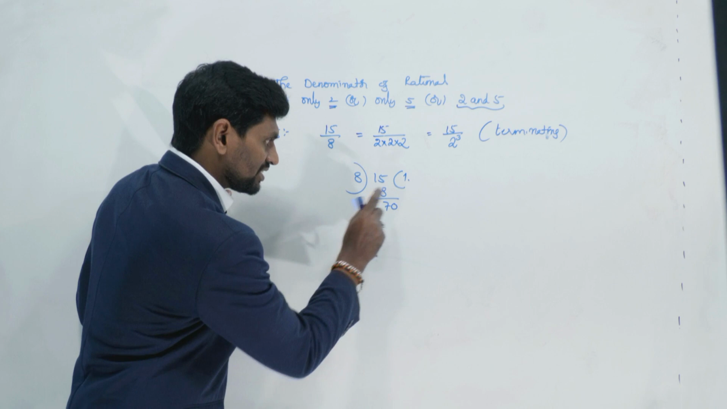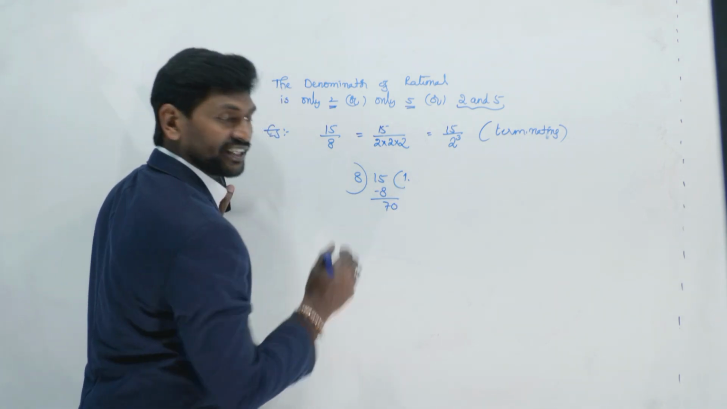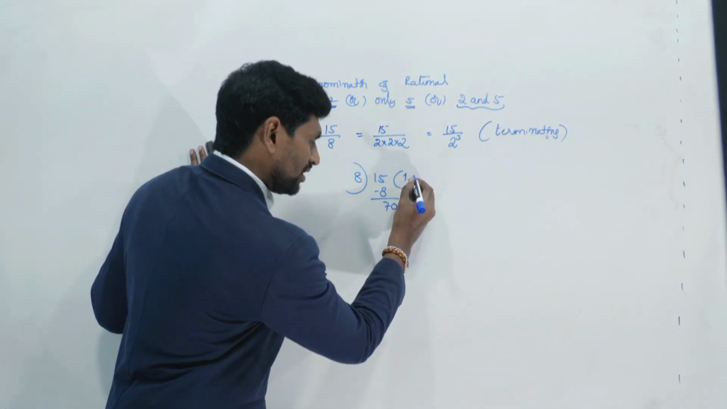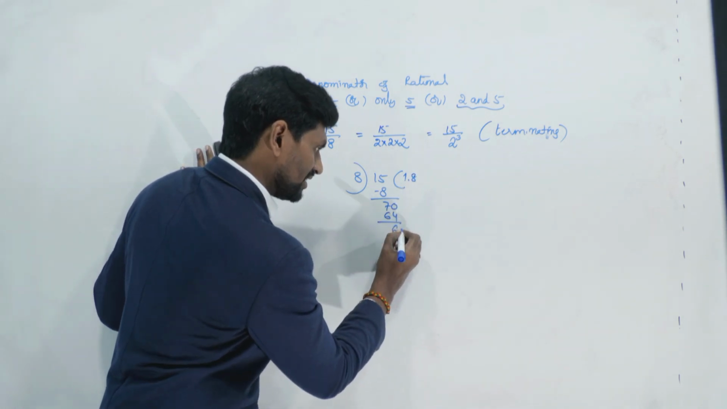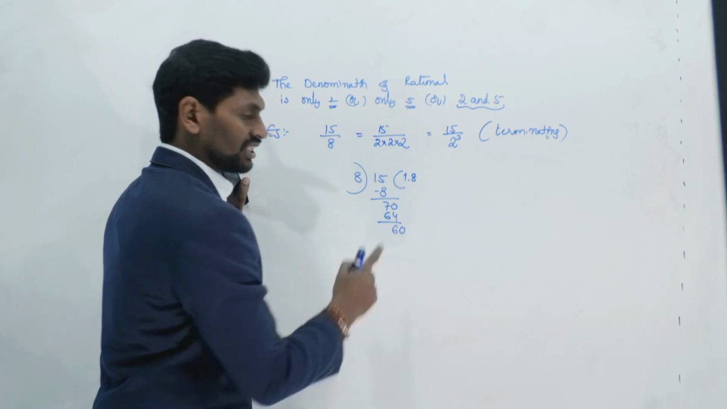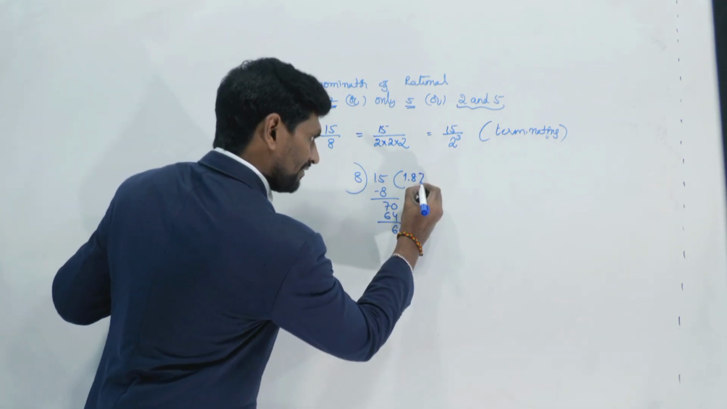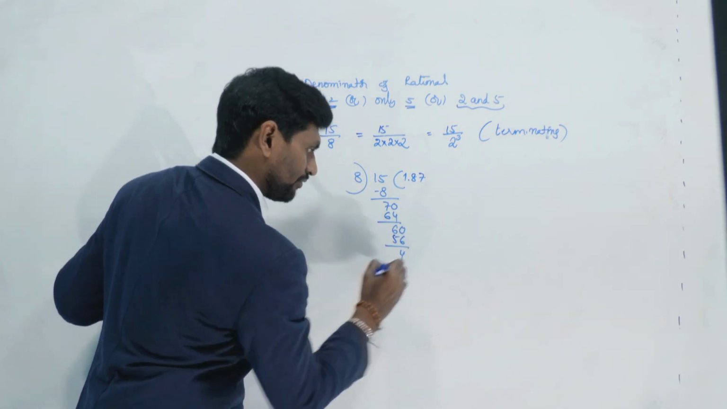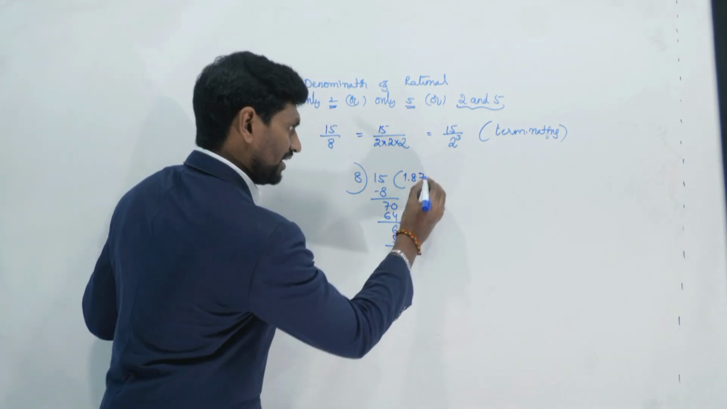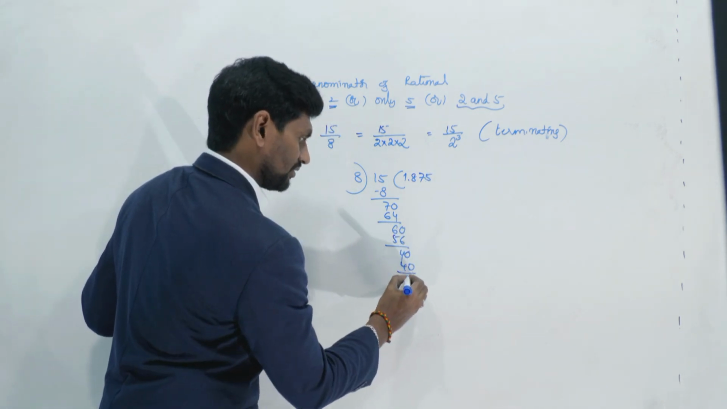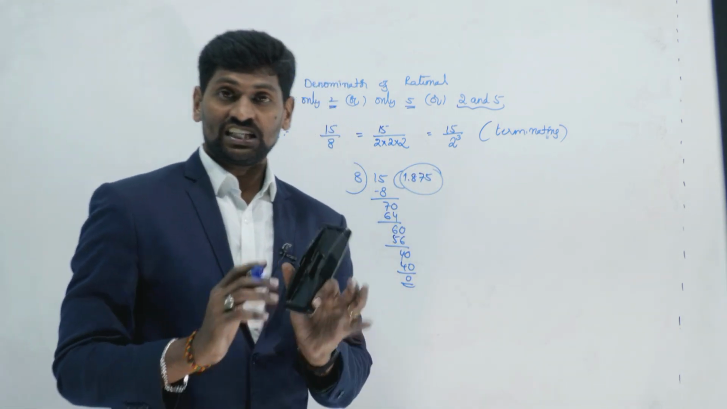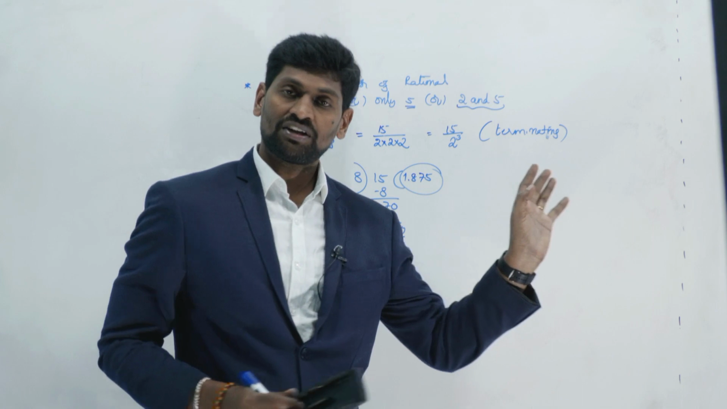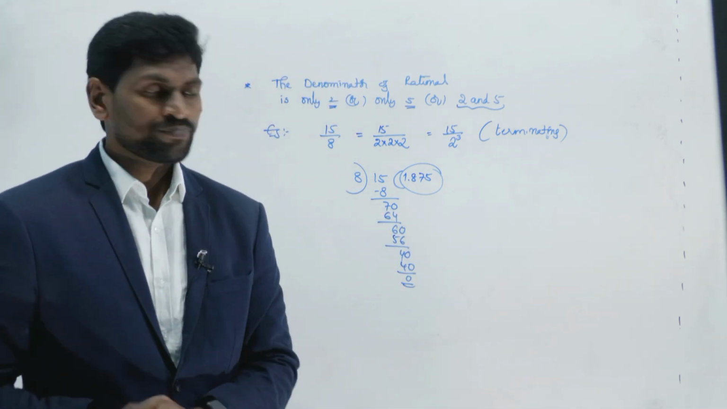So 8 table: 8 1s are 8. Remainder 7, put a point and take 0. Now 8 table: 8 8s are 64. Again, put a point and another 0 you can take. 8 7s are 56. Remainder 4. Again, one more 0. 8 5s are 40. So it is stopped at 1.875. It is not repeating like 5555, right?